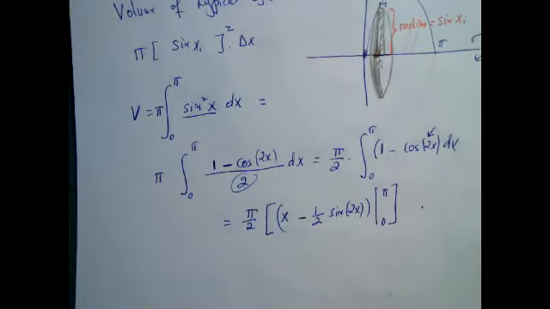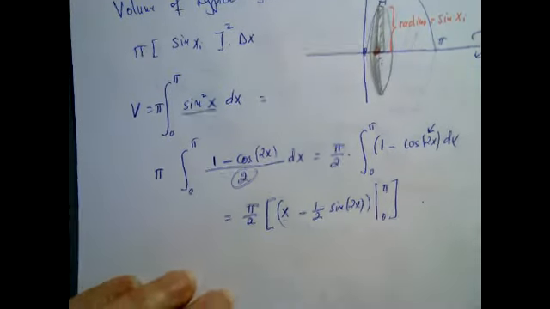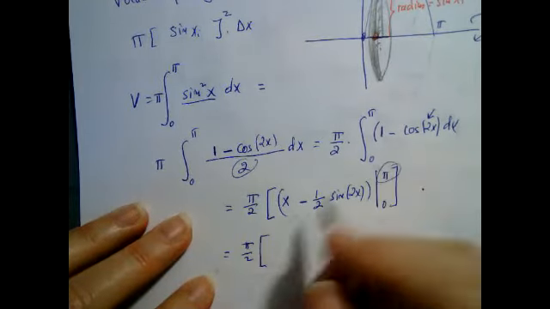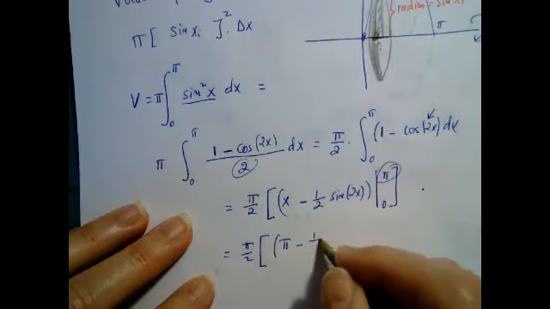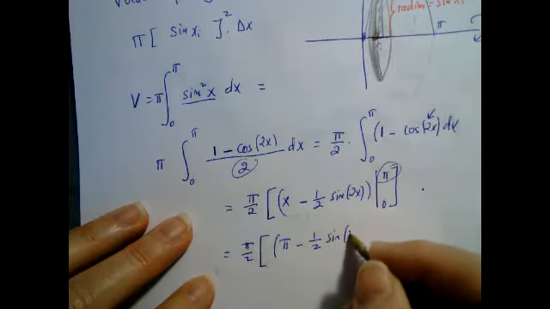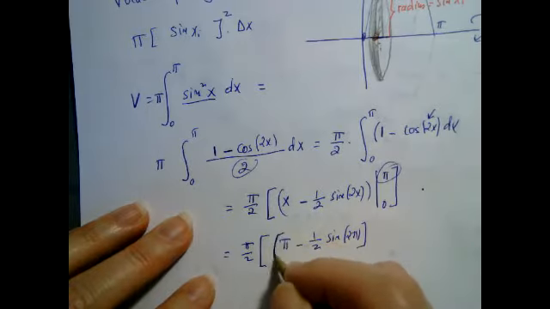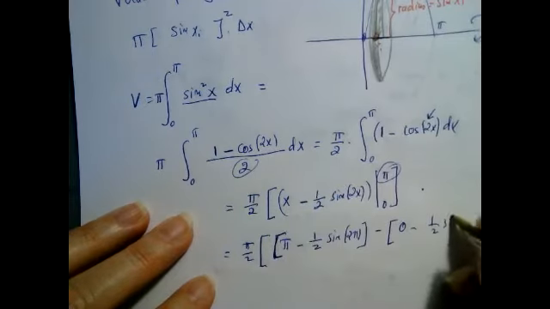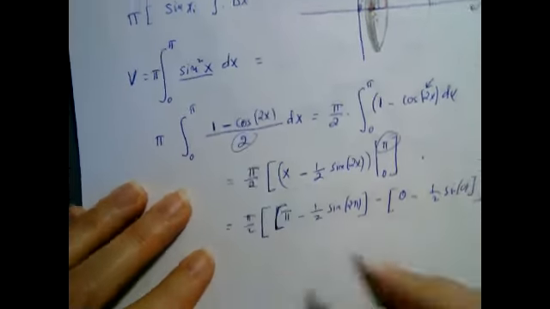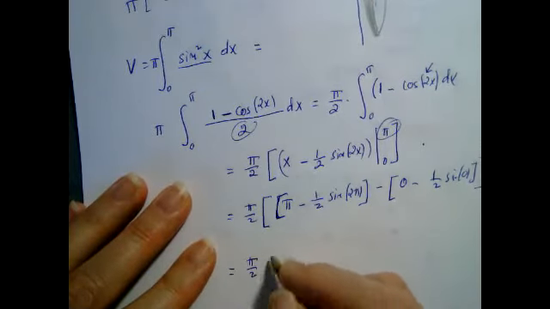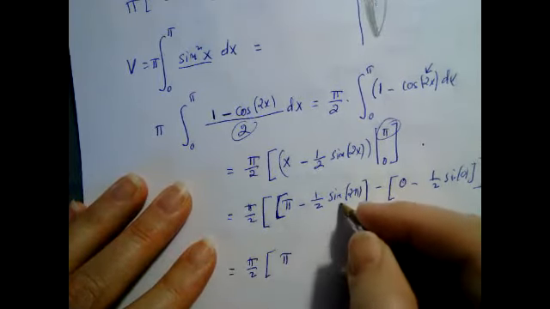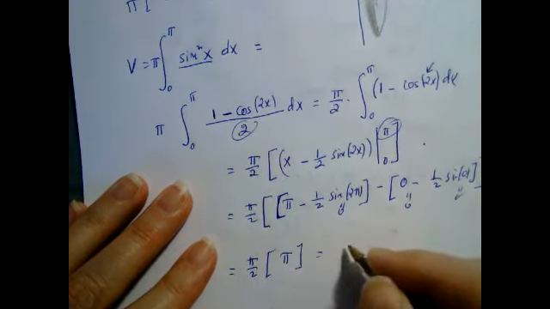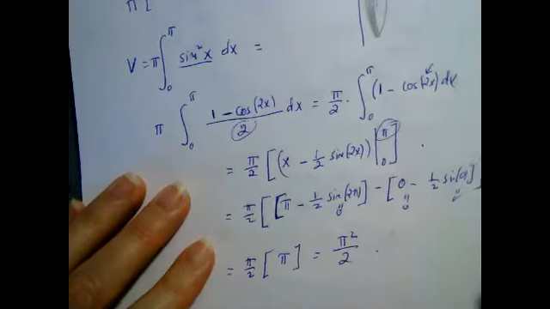Okay, so it's one of those basic problems we did at the beginning. So now finally I will get pi over 2 times the upper limit, which gives me pi minus a half sine 2 pi, minus, at the lower limit, 0 minus a half of 0. So finally, we end up with pi over 2 times pi, since sine 2 pi is 0. So we get pi squared over 2. Okay.